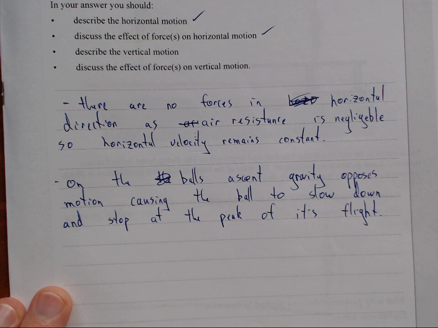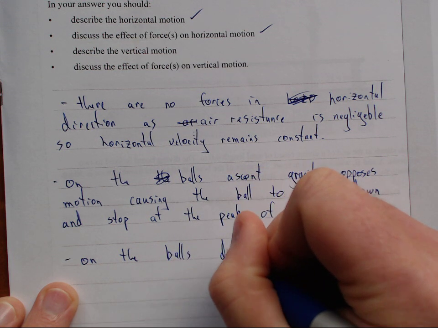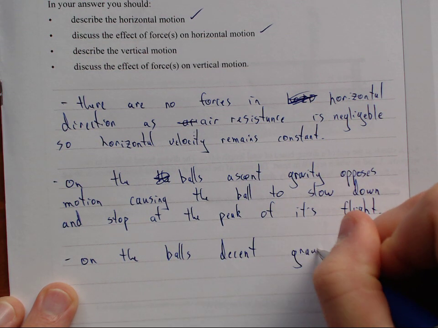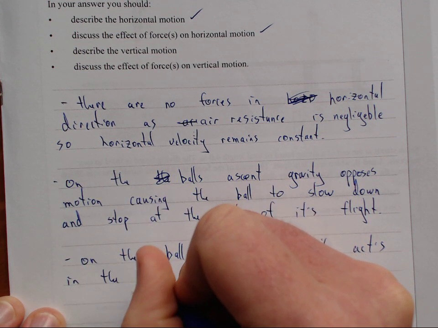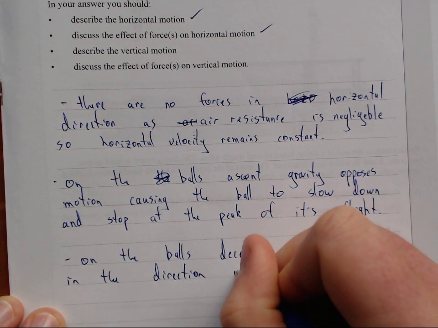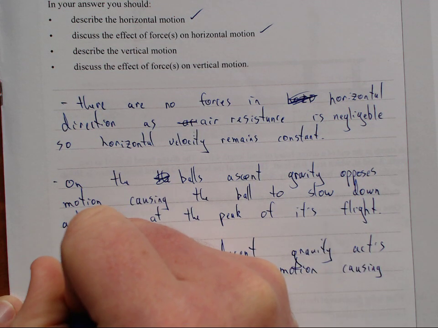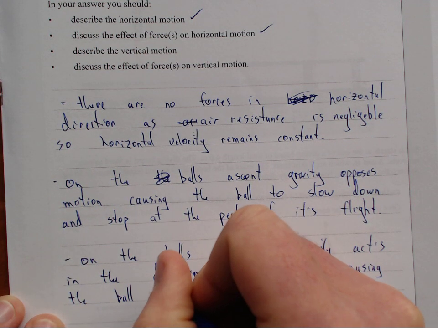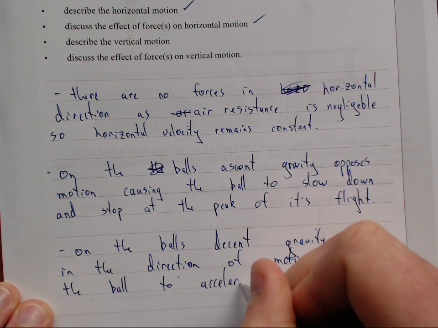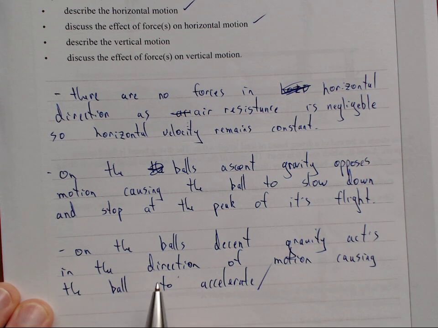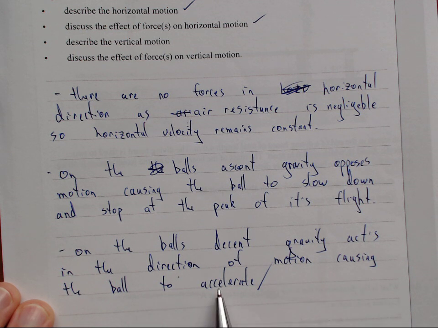On the descent, gravity acts in the opposite way. So on the ball's descent, gravity acts in the direction of motion, causing the ball to accelerate.